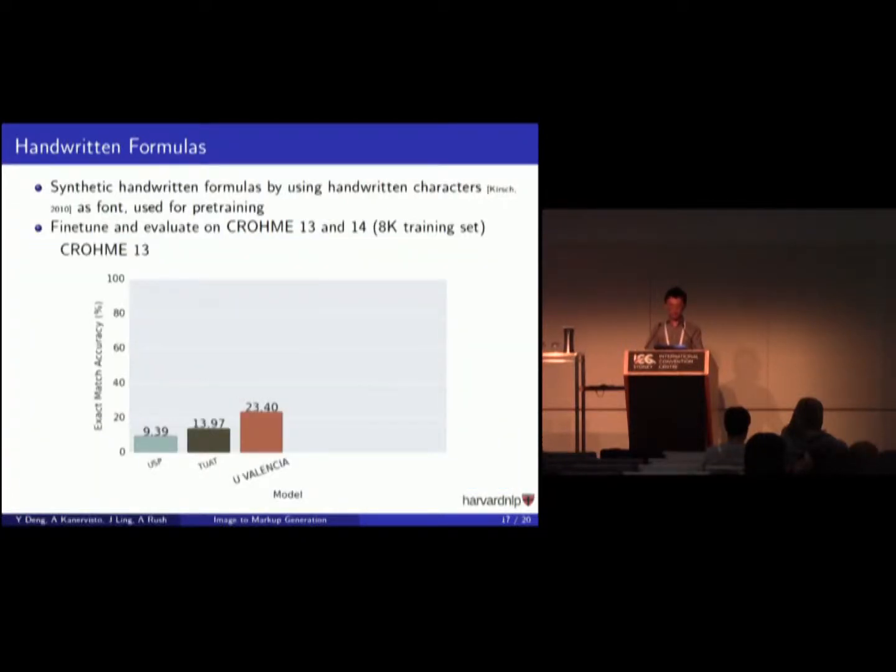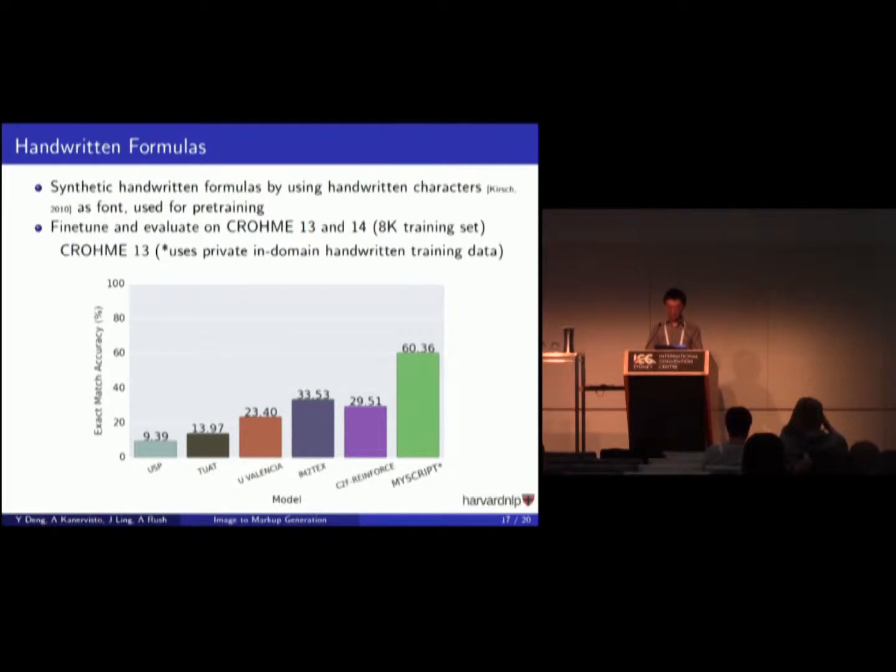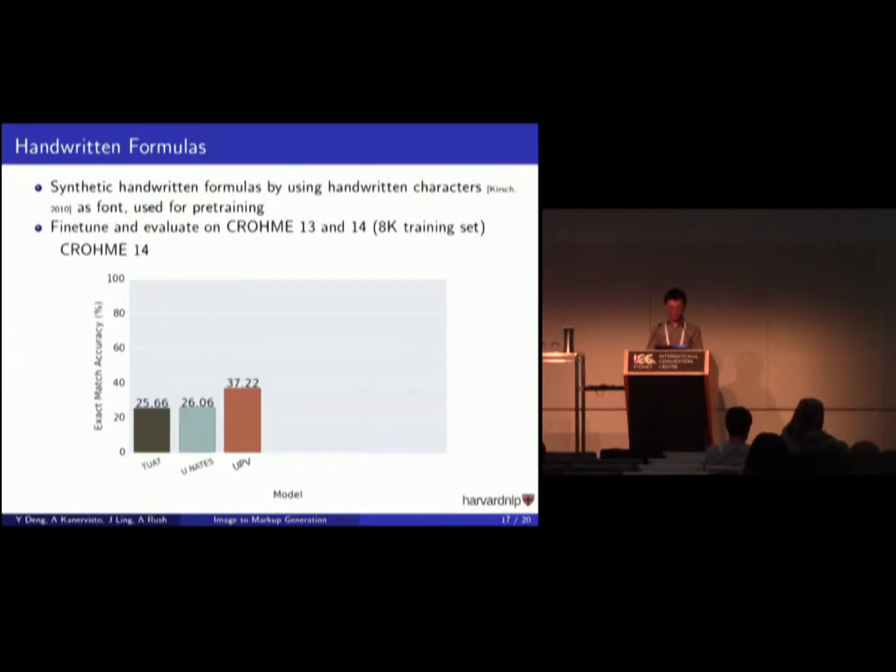Here are the results on the CROHME 13 dataset. The three models shown here are three of the four best-performing systems among the submissions. Both our image-to-text and the coarse-to-fine reinforced models are able to outperform them. The top-performing system, MyScript, gets even better performance by using a large private in-domain handwritten training dataset. And we observe similar results on the CROHME 14 dataset, although the coarse-to-fine reinforced model gets slightly worse performance.